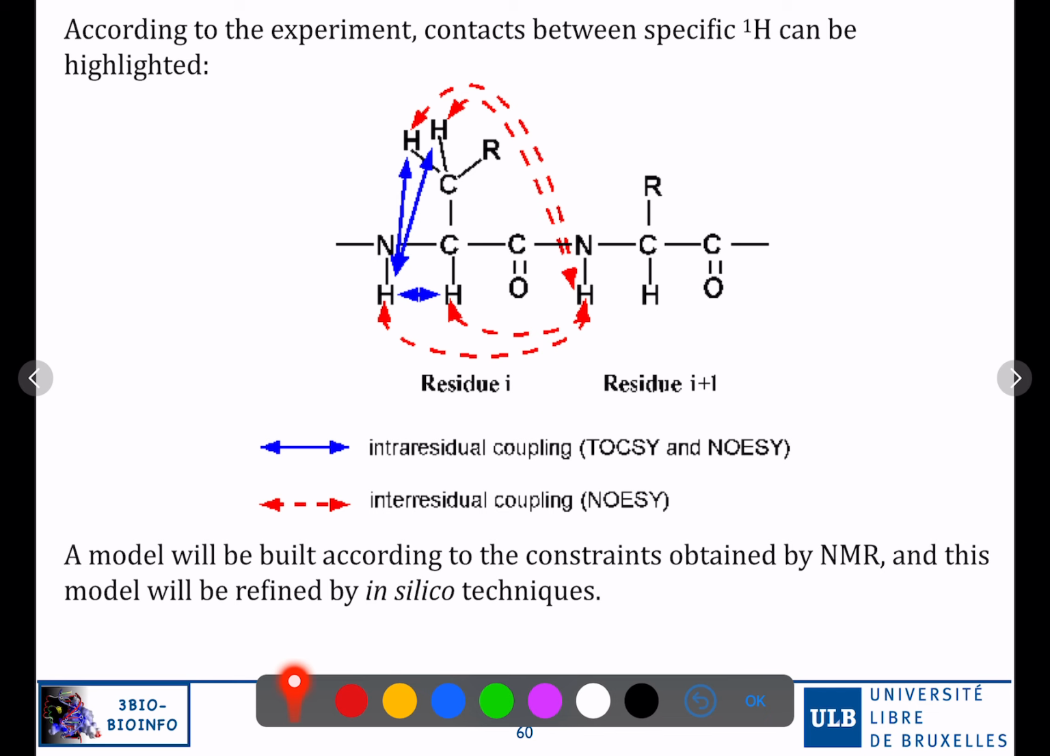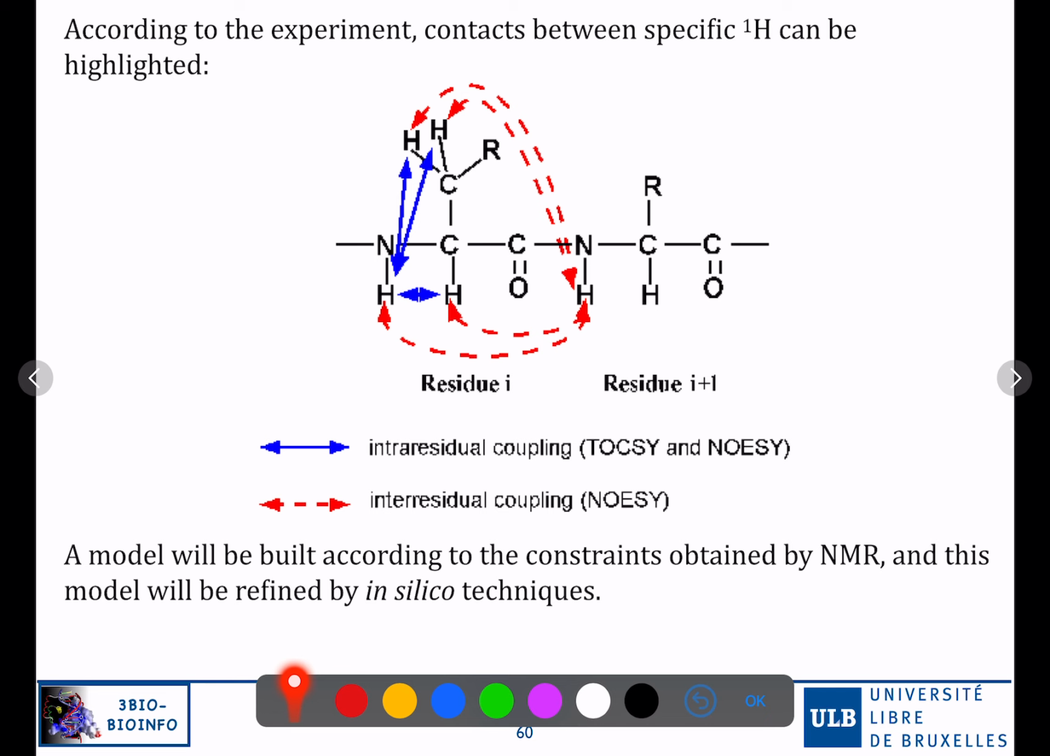Finally, when you have this list of contacts between the residues, what you will have to do is to build a model of the 3D structure that is in agreement with this list of contacts. So you have, in fact, some distance constraints between amino acids, and you will finally try to build a 3D model that is in agreement with this list of distance constraints between amino acids.